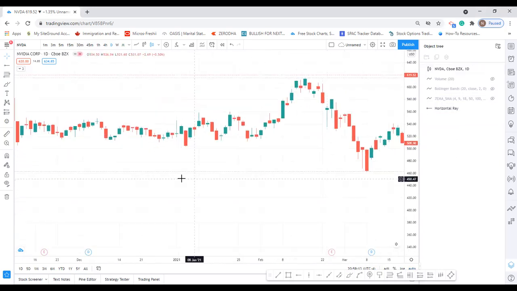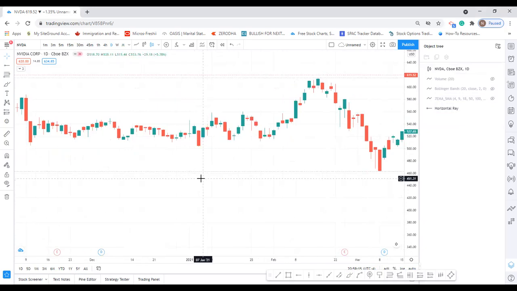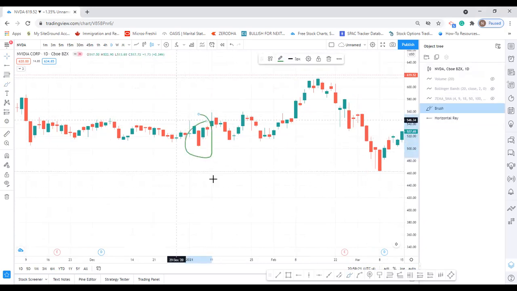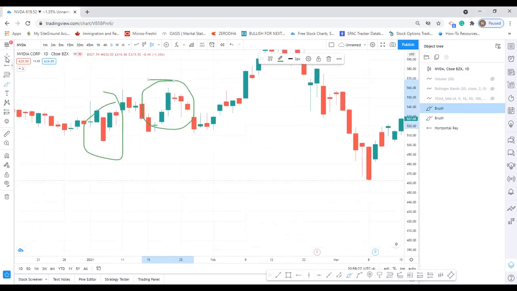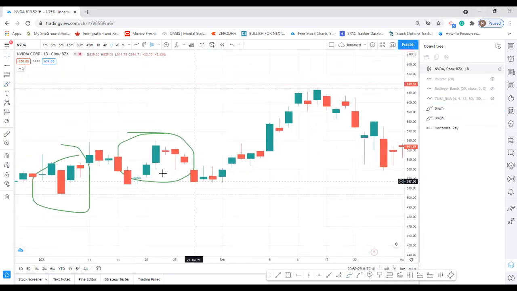Let's see here. If you see here, this is a bullish piercing, and this is a bearish harami. Can I say this is a bearish harami?